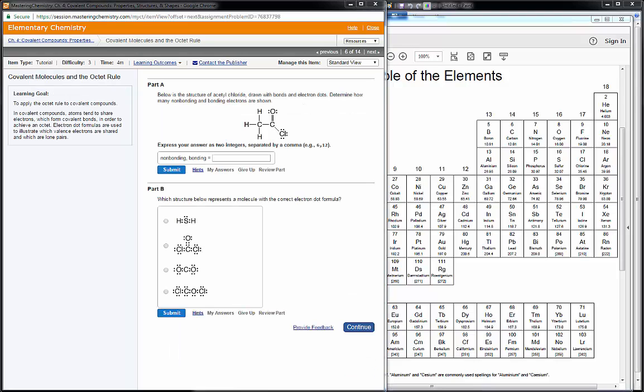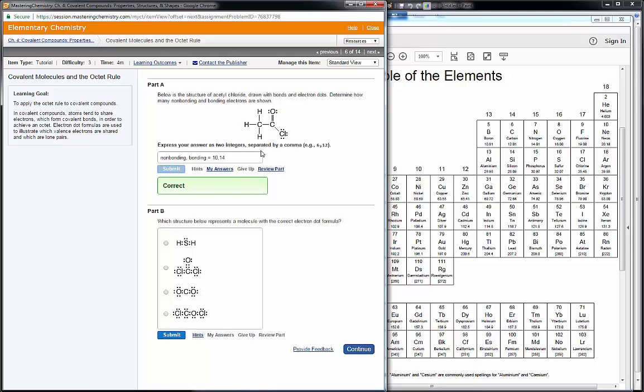Okay, so for this question, the first case, they're asking me to tell how many non-bonding electrons and how many bonding electrons are shown. So these dots, these are lone pairs. They are non-bonding electrons because they are electrons in the structure which are not involved in a bond with another atom. So I have 2, 4, 6, 8, 10 non-bonding electrons in that particular structure. And then for bonding electrons, I can just see how many electrons are represented by these lines, and each line is 2 electrons. So that is 2, 4, 6, 8, 10, 12, 14 electrons are bonding in that molecule.